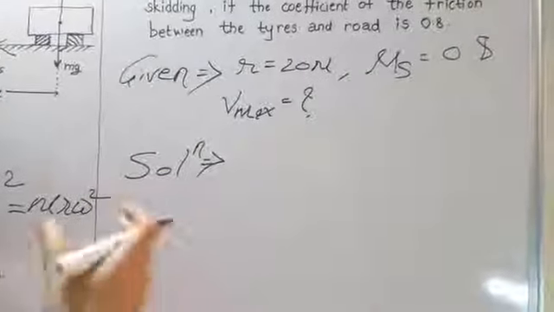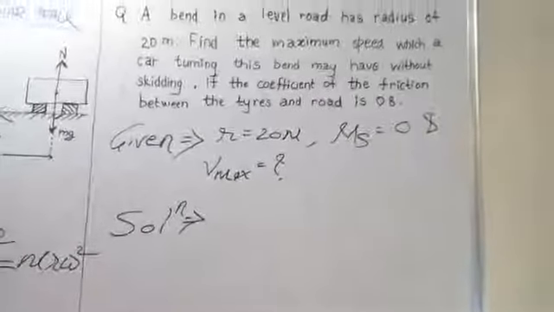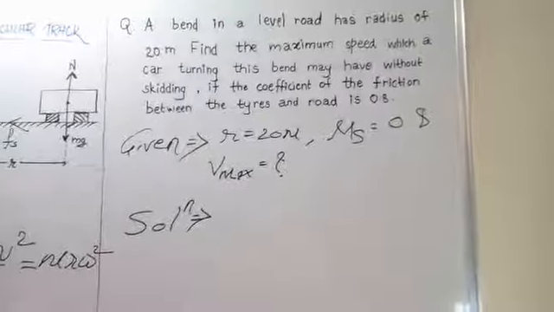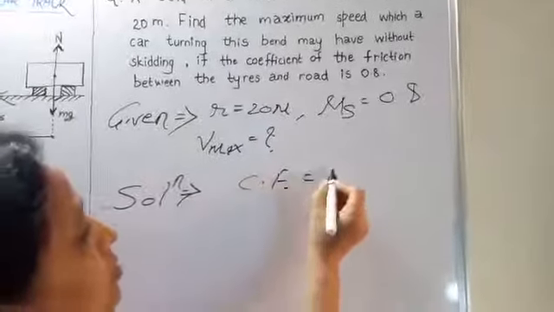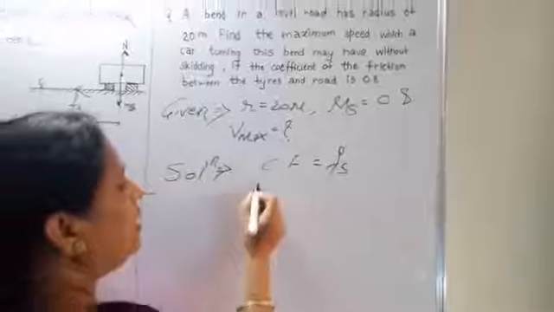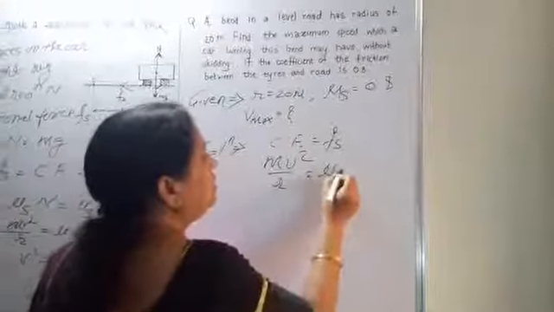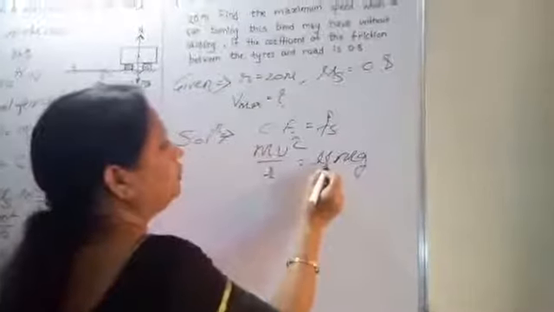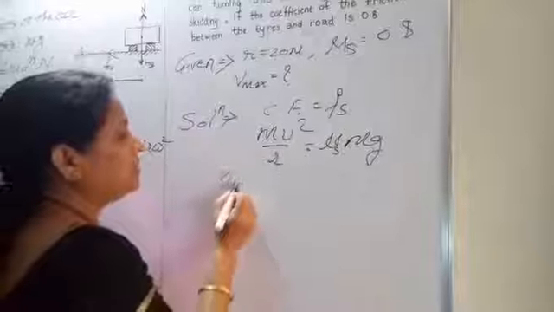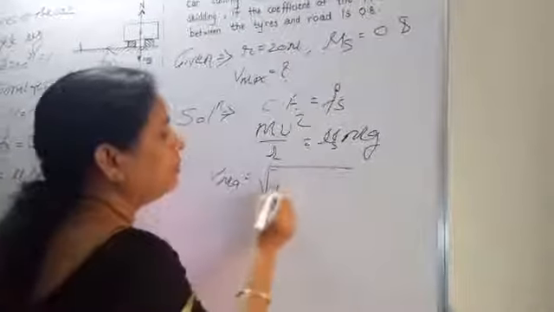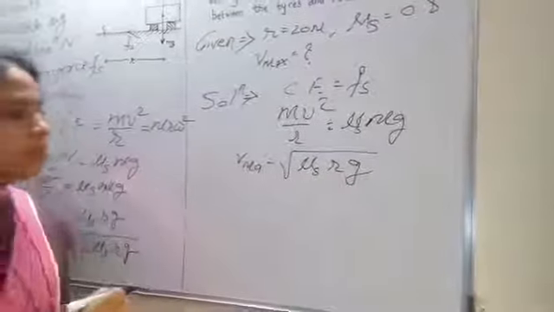When the vehicle is moving, it has to move safely. So the condition is centripetal force is equal to frictional force, and we can directly write: the centripetal force is equal to force of friction. We can write mv square by r is equal to mu s into mg, or directly we can use v max is equal to under root of mu s into r into g. We can use this formula directly also.